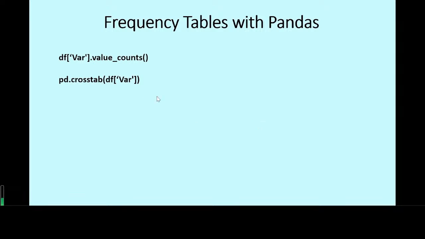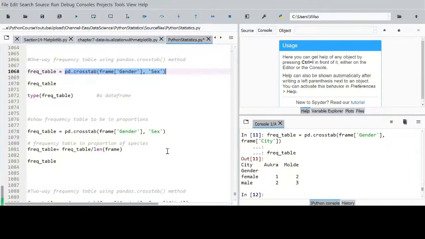In this video, we will show how to create frequency tables using pandas in Python. Basically, we can use the value counts method for the data frame's variable to create simple frequency tables. And we can also use the crosstab function in pandas for one variable or multiple variables. So we will show several examples in Python.